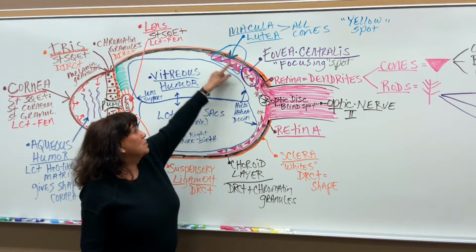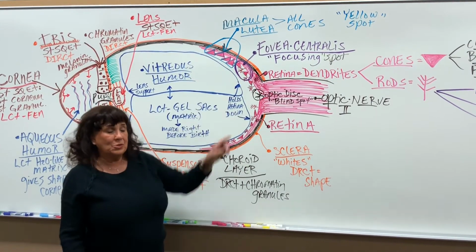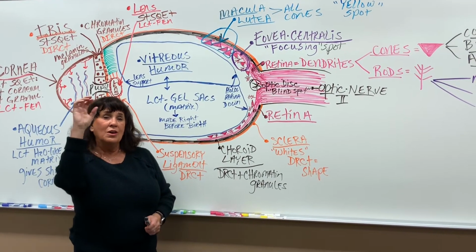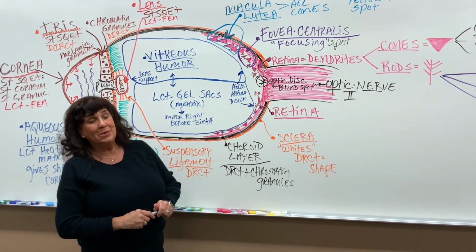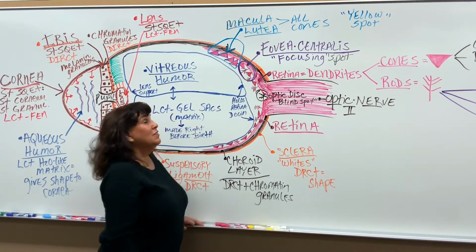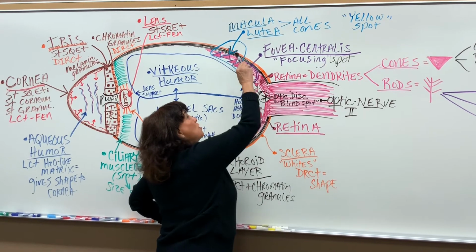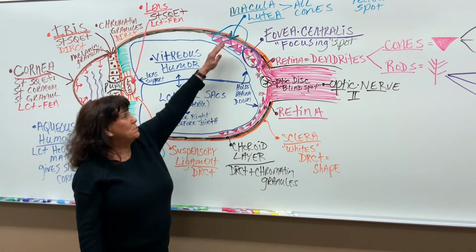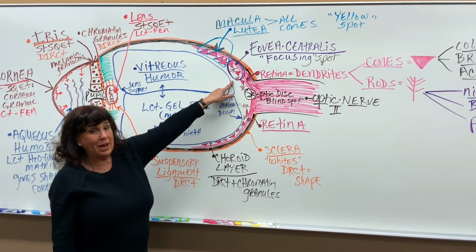And then right above it is the yellow spot. You usually see the yellow spot. So when your optometrist looks into your eye, he can see this yellow jelly-like area, and it's called the yellow spot, but its real name is macula lutea. The macula lutea is made out of all cones, no rods in that area, and it's always above your focusing spot.